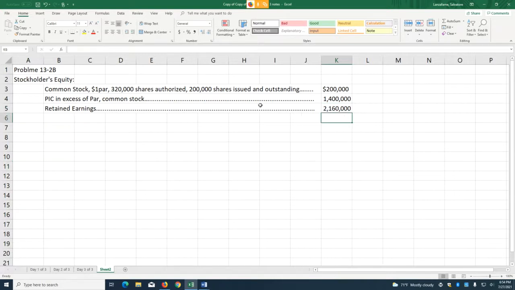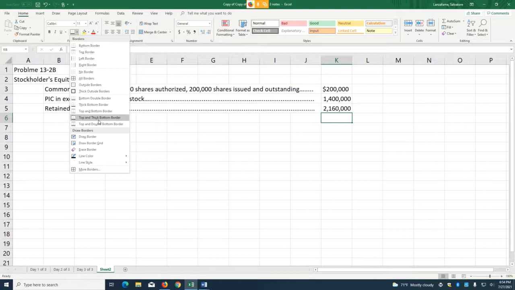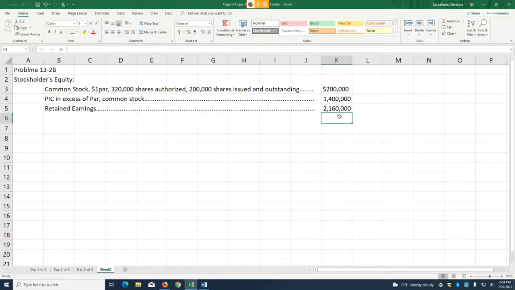Okay, so we'll know right away whether I copied those numbers right. So was the grand total 3,760,000 in the book? Yeah. Okay, sweet. And that's your total stockholders' equity.